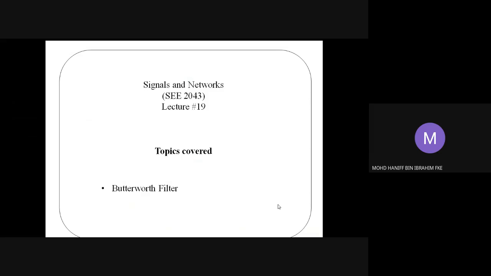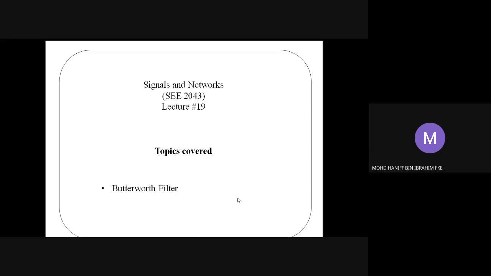The first one will be lecture 19, which will be discussing the Butterworth filter. We're going to cover this today. And the second part of chapter 6 will be on Chebyshev filters. So we are going to cover two filter types which have been designed, the Butterworth filter and the Chebyshev filter. These two filter types will be our main discussion for chapter 6.